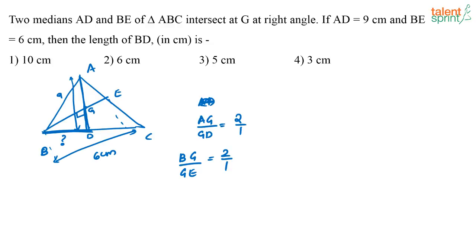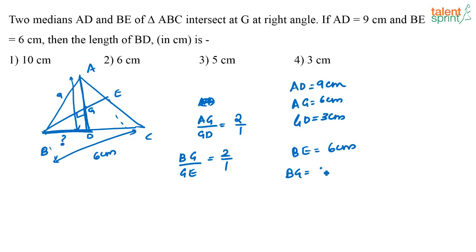So if I have this full length as 9 centimeter, if I say AD is equal to 9 centimeter, then I can say AG is equal to 6 centimeter and GD is equal to 3 centimeter. Yes, then only it will be in the ratio 2:1. Similarly, if you consider BE, I know BE is 6 centimeter. So if BE is 6 centimeter, then BG is equal to 4 centimeter and GE is equal to 2 centimeter. Then only again they will be in the ratio 2:1.